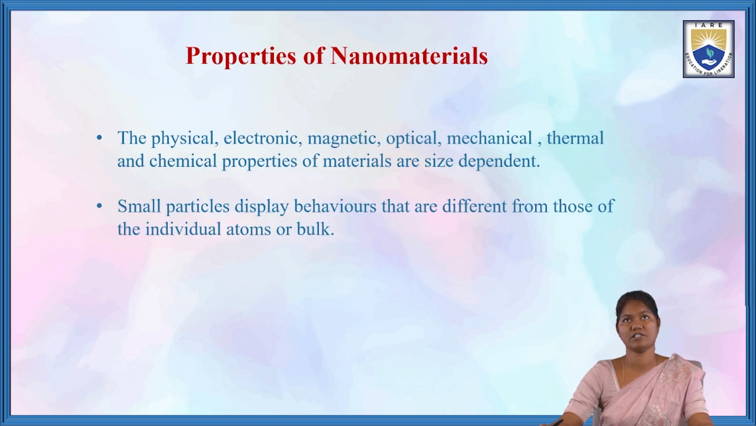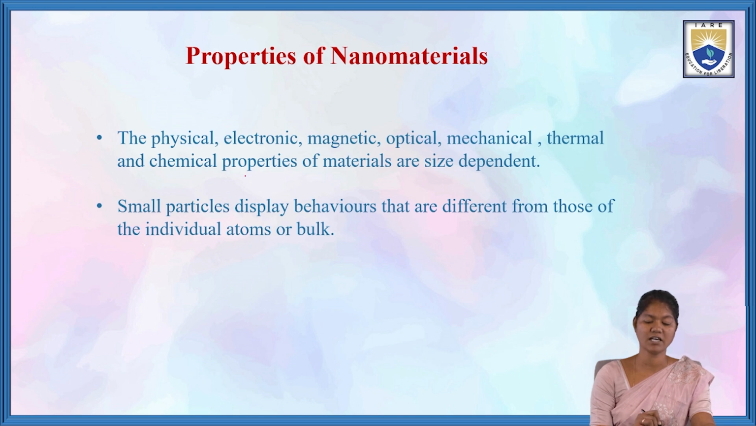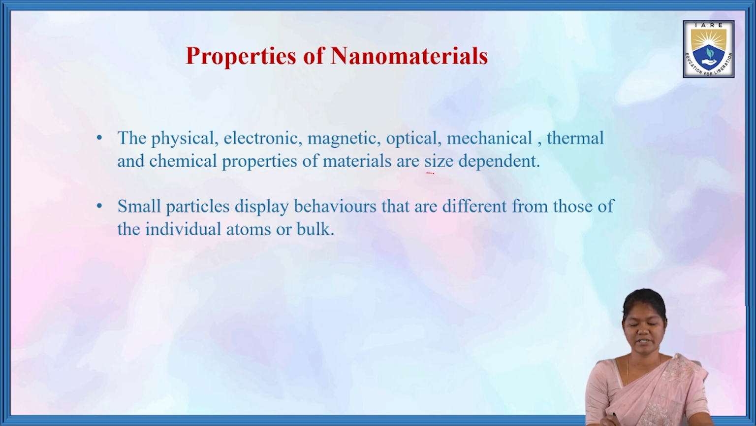So, properties of nanomaterials. The physical, electronic, magnetic, optical, mechanical, thermal, and chemical properties of nanomaterials are size dependent. When compared from the bulk size to the nano size, because the size has been affected, it gives variation in different areas, that is physically, electronically, magnetically, and optically, in the sense of colors. So these properties of materials are size dependent.